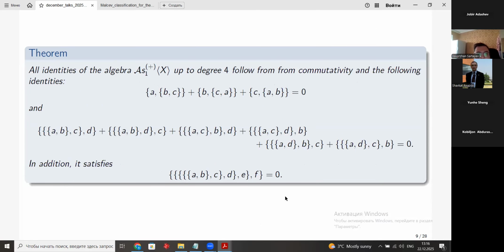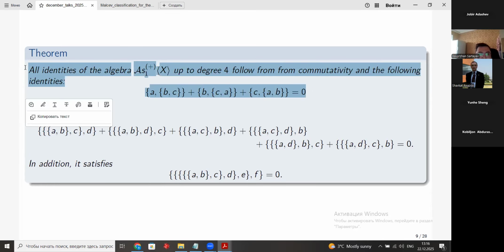So now let's talk about the anti-commutator. If we consider associative algebras of the first type under the anti-commutator operation, up to degree 4, all identities follow from commutativity and the following identity. That's like a Jacobi identity, but relative to the anti-commutator. Sometimes such algebras, algebras with commutativity and this identity, are called Mock-Lie, sometimes Jacobi-Jordan. That is a known class of algebras.